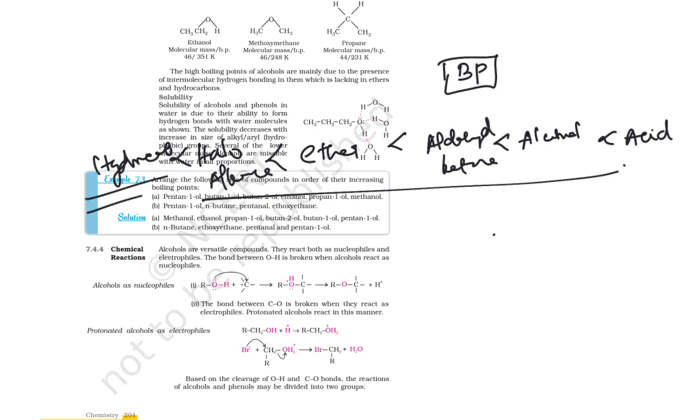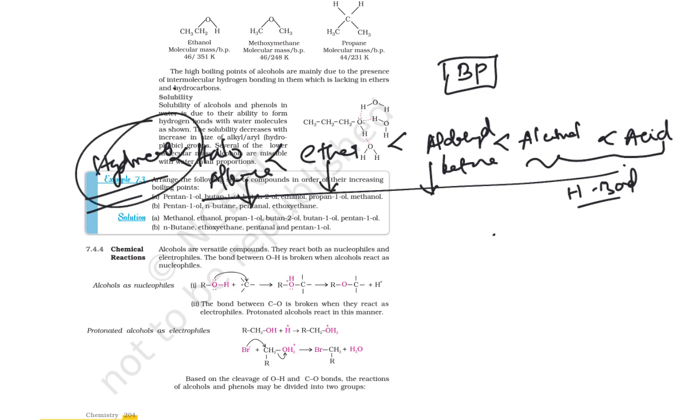Just remember why this is: acid and alcohol form hydrogen bonds. Here there is a dipole interaction, here also dipole interaction, here dipole interaction, but in the case of hydrocarbon there is only van der Waals force of attraction. Clear? Right. We will start the chemical reactions of alcohol.